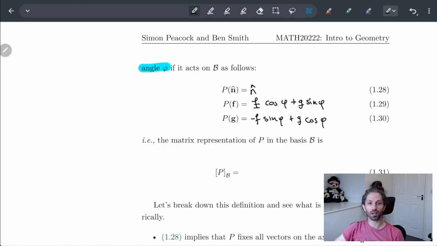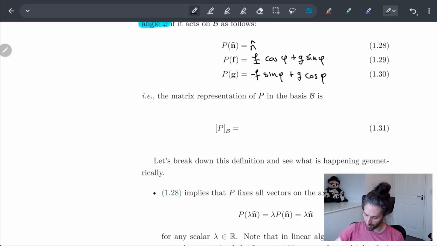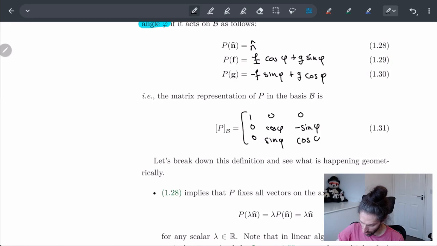Now this might not look familiar, but let's look at the matrix representation. What's the matrix representation? n gives me 1, 0, 0. f gives me 0, then cosine of phi, sine of phi. And the last one gives me 0, minus sine of phi, and cosine of phi. This matrix on the bottom right, this submatrix, should look very familiar.